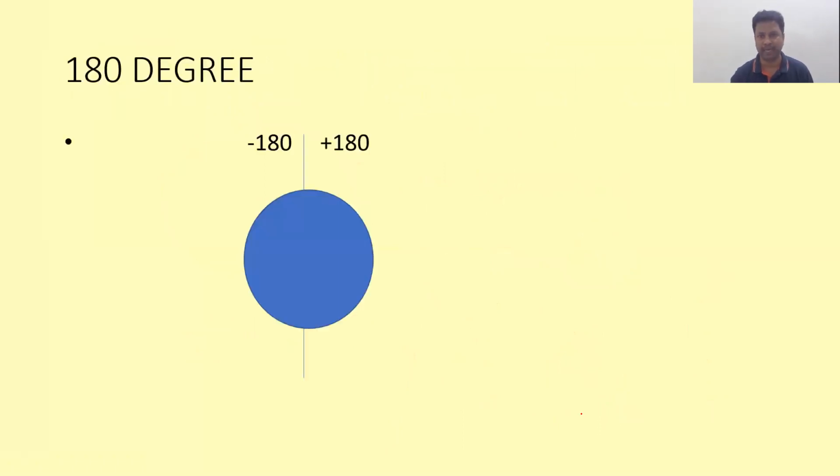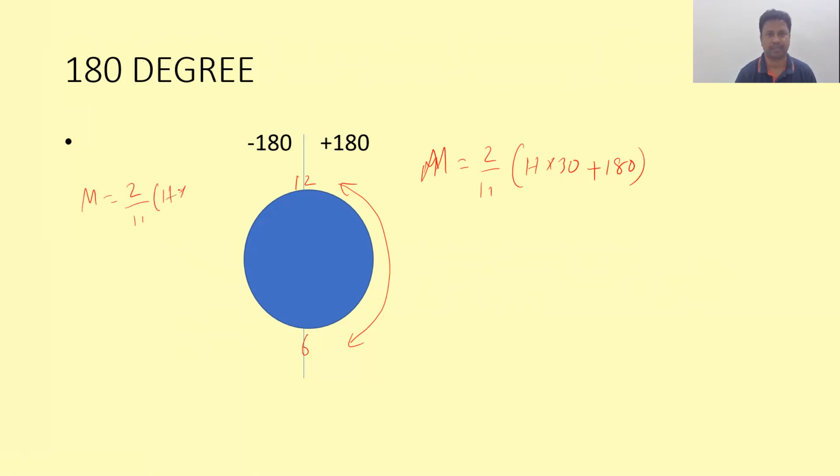Now, if it is 180 degree, how do we find it? If they ask a question from 12 o'clock to 6 o'clock, on the right side of the clock, then you use minute equals 2 by 11 into (h into 30 plus 180). On the right side of the clock you take the plus formula. On the left side of the clock, it is 2 by 11 into (h into 30 minus 180). Okay, you got it.